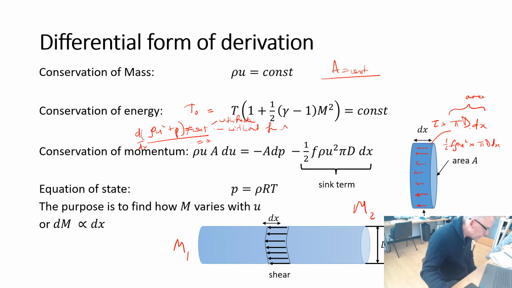So looking at the change in properties across this pill box, the increase in momentum is balanced by the pressure differential applied to the area, and the sink term due to the friction applied to the perimeter. In addition, we've got the equation of state, P equals rho R T, and the purpose essentially is to find the differential relationship between M and dx. How does that change with distance?